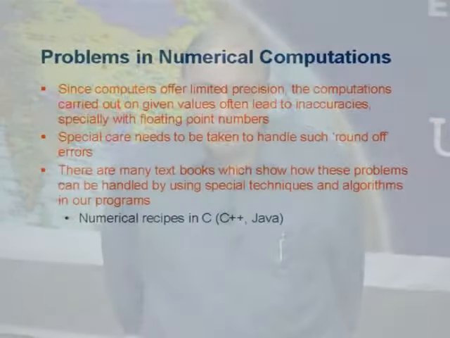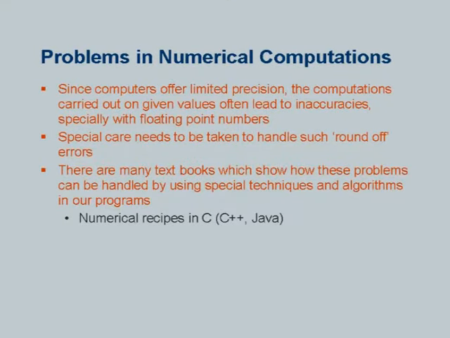For example, when you add a very large floating point number to a very small floating point number, the sum may be equal to the large floating point number only. We have an example in one of the slides here, which can be used as an illustration of this point. What we state is special care must be taken to handle such round-off errors, and there is a huge amount of research in what we call numerical computations, which provides methodologies, special techniques and algorithms to handle and minimize such errors in our programs.